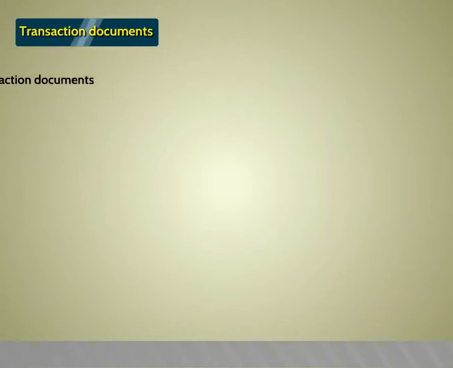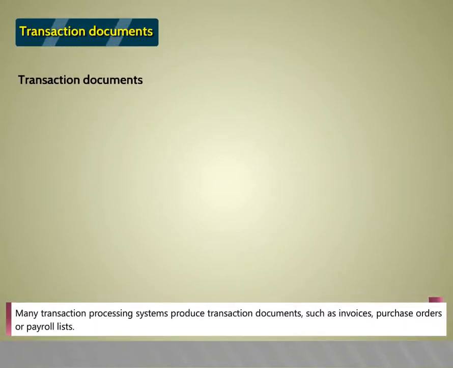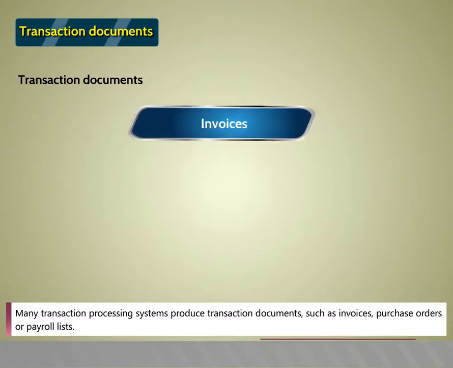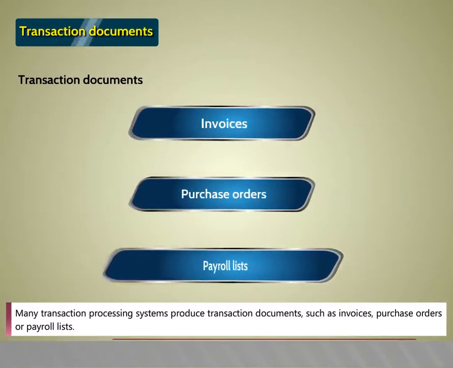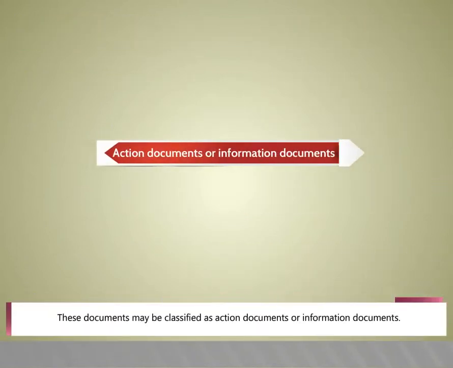Transaction documents. Many transaction processing systems produce transaction documents such as invoices, purchase orders, or payroll lists. These documents may be classified as action documents or information documents.